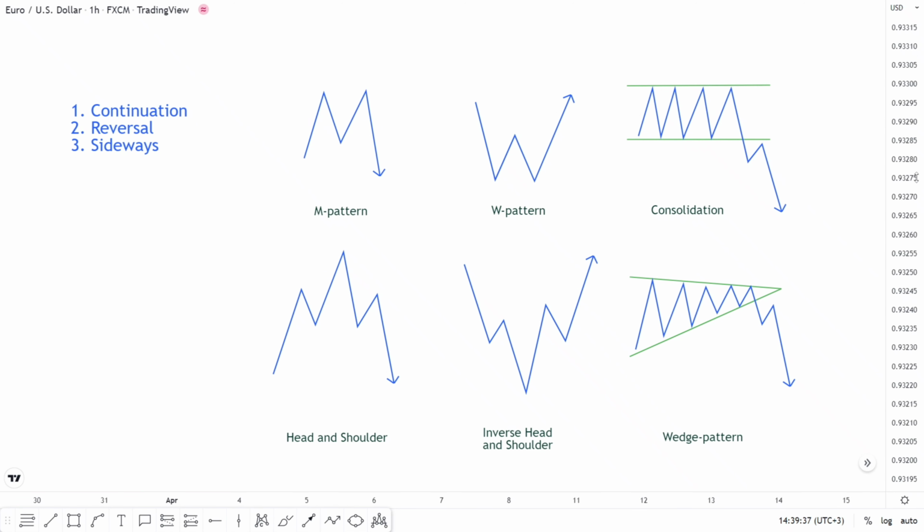nor downwards. So we're going to focus on these types of patterns because these are the most significant ones that will help you in your day-to-day analysis, especially when doing technical analysis. You will easily come across these patterns. So we're going to start with the M pattern.